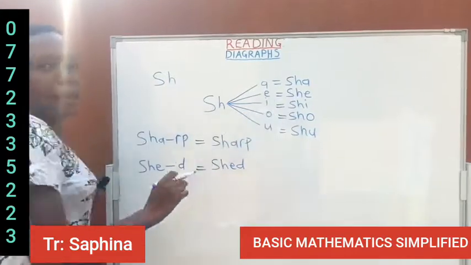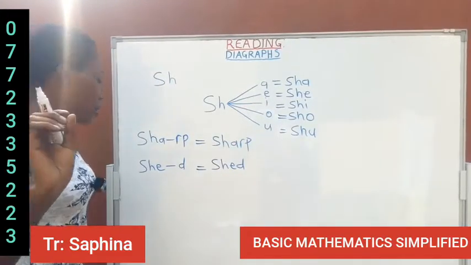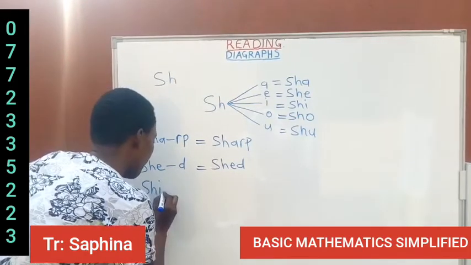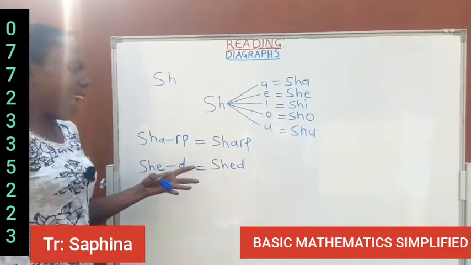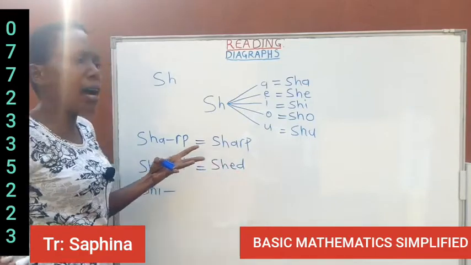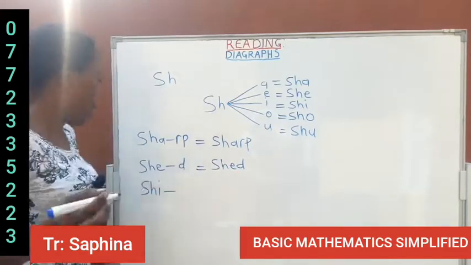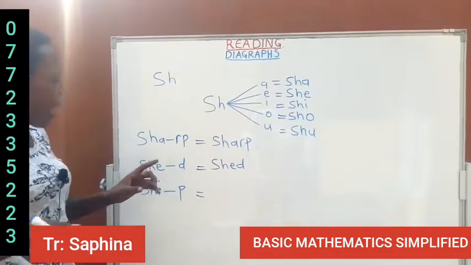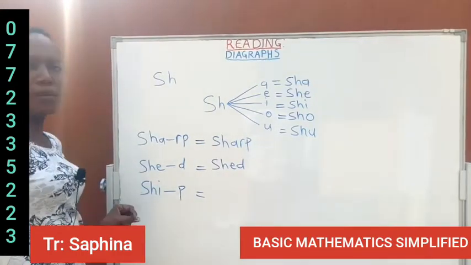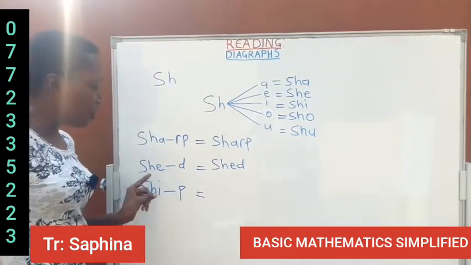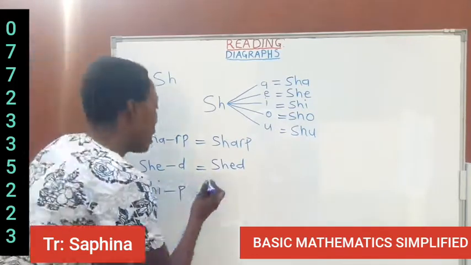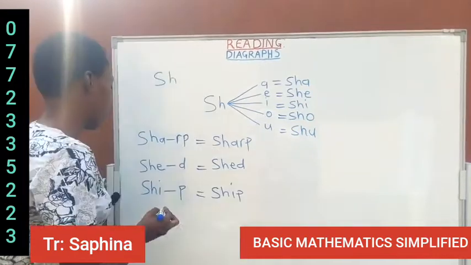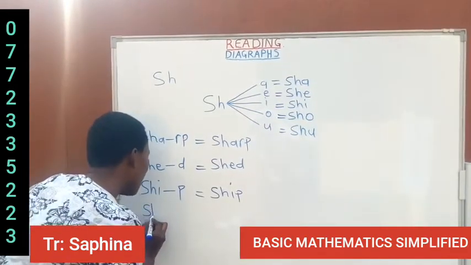Let us go to syllable she. We can put there any sound from a word. Let us put sound p. Our word is sheep. Our word is sheep.